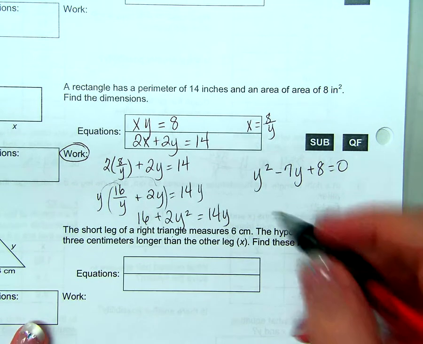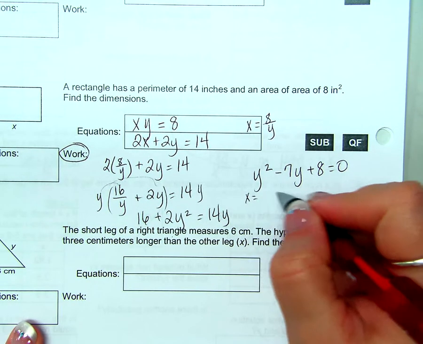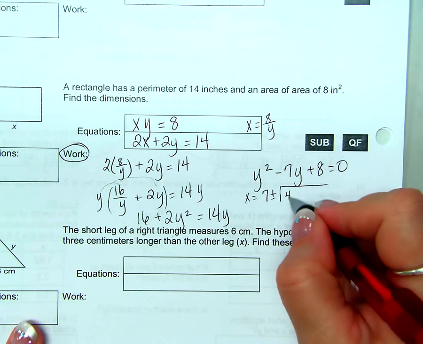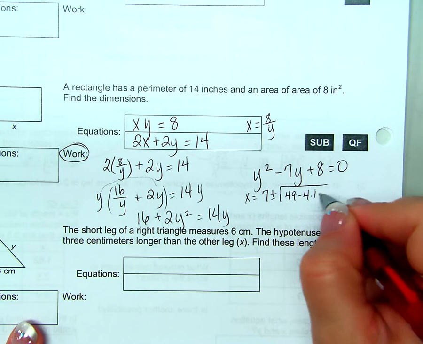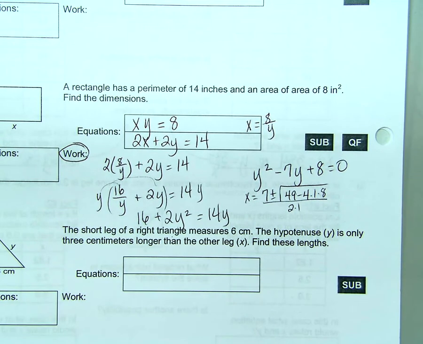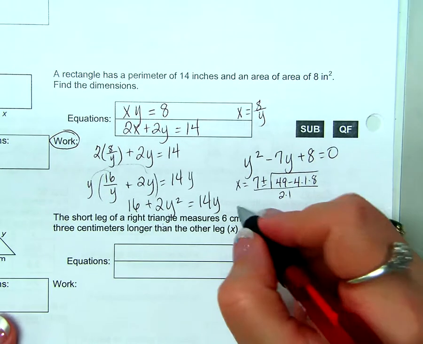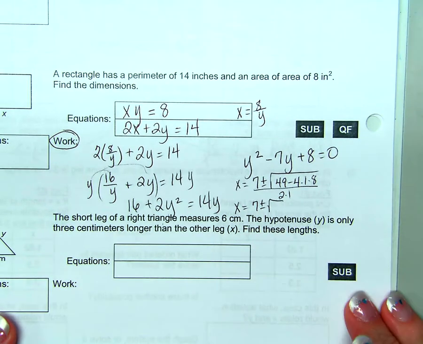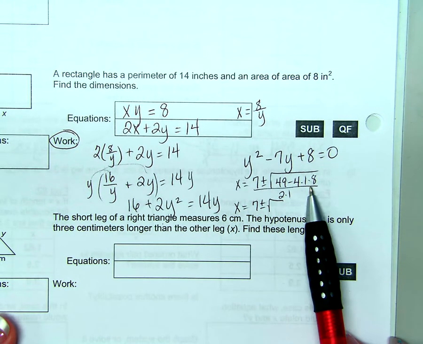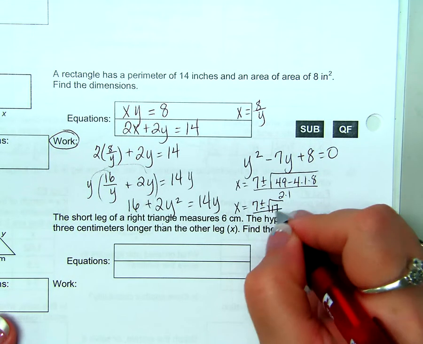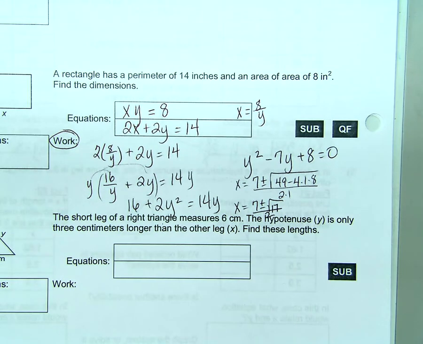Quadratic formula, right? X equals negative b plus or minus the square root of b squared minus 4ac, all over 2a. So x equals 7 plus or minus the square root of 32. So 49 minus 32 is 17, over 2. Huh.